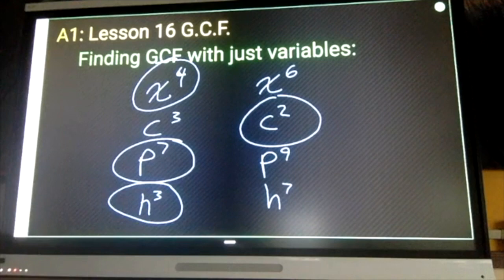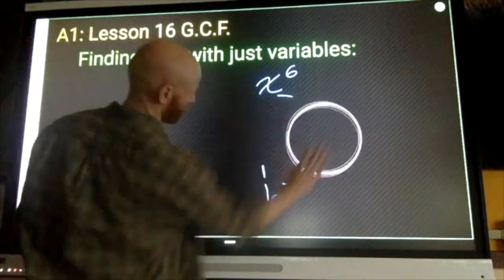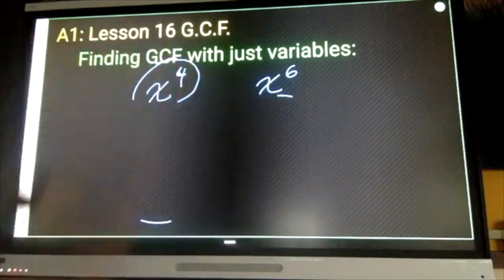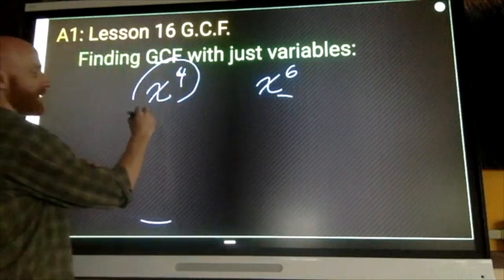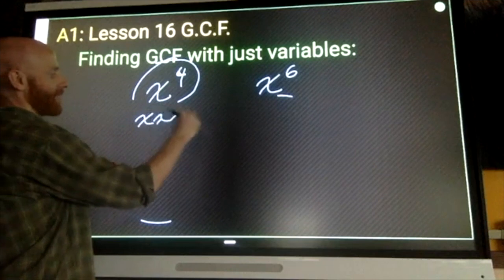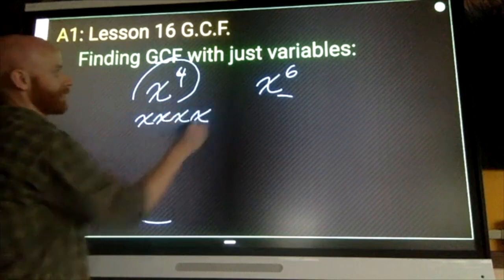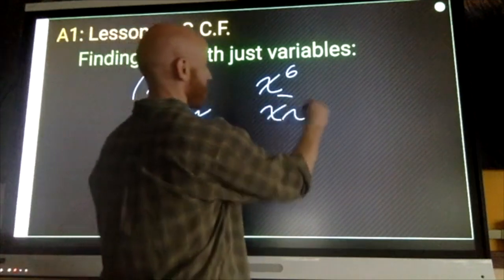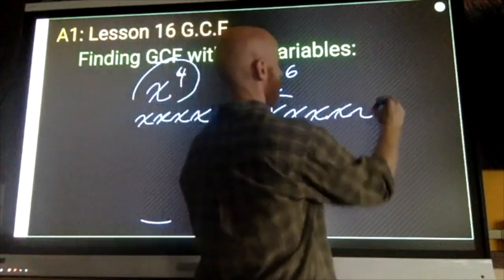All right, why does it work? Let's look at just this case. What does x to the 4th mean? It means x times x times x times x. What does x to the 6th mean? It means x times x times x times x times x times x.